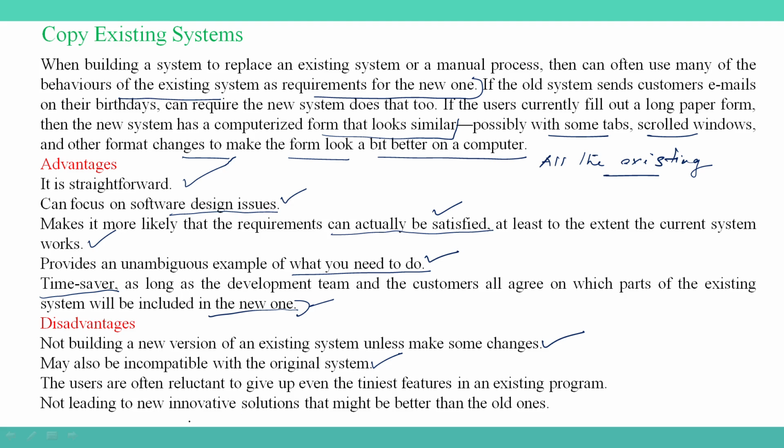Then the users are often reluctant to give up even the tiniest features in the existing system, because whatever is available should be present in the new system. They will not allow you to exclude anything that is available in the existing system. That does not lead to new innovations. There will be no new innovations in this, because what is it? That might be better than the old ones. Nothing new will come, because we are copying the old one as it is.